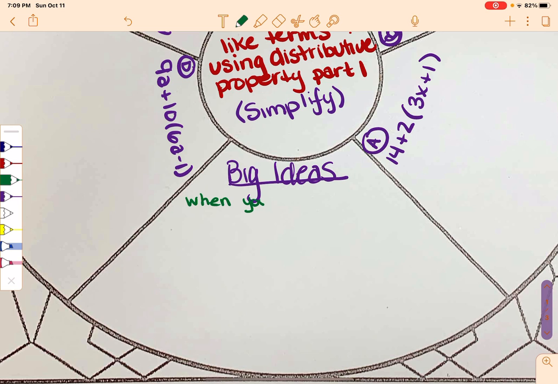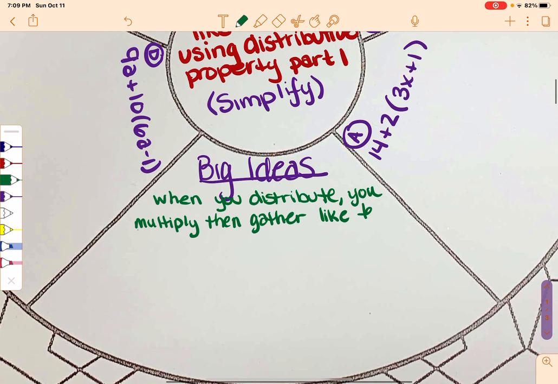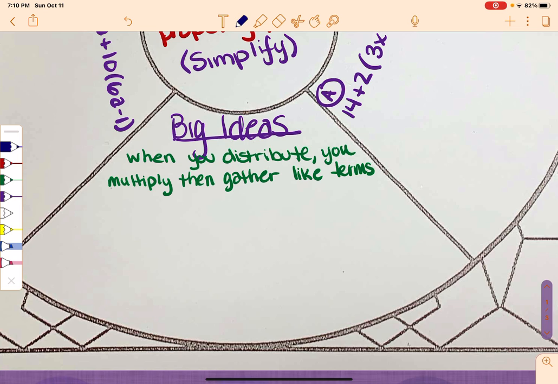When you distribute, you have to multiply, then you're going to gather your like terms. Now, I'm going to show you a couple of these. We'll start out with an example one that I'm going to mark everything on. And then after that, we're going to move to some examples so you can see how this works.